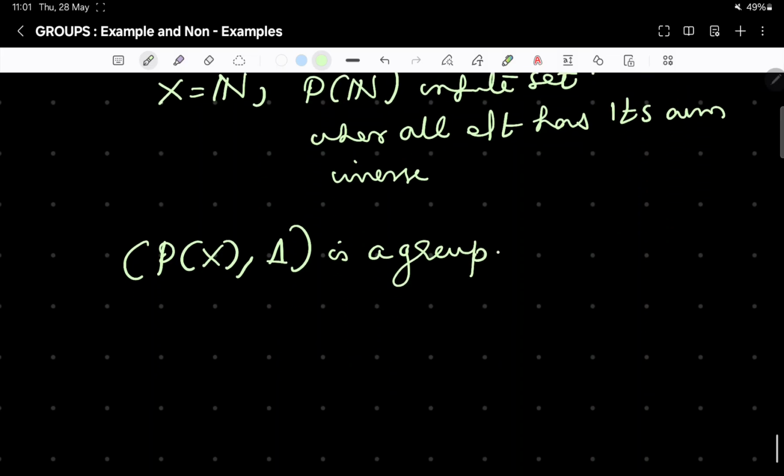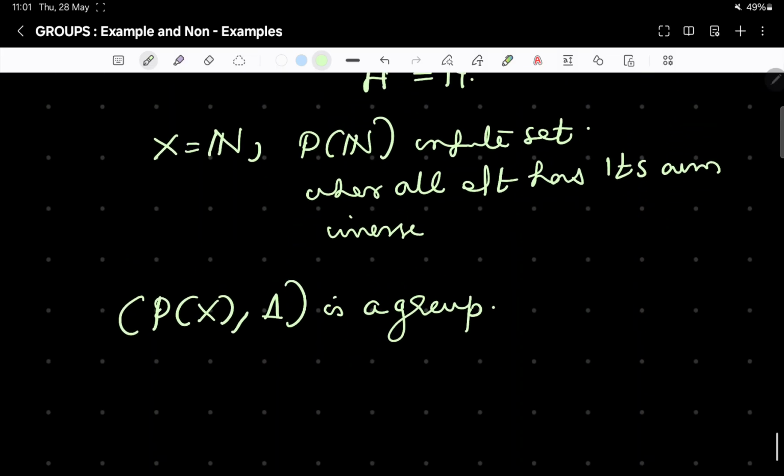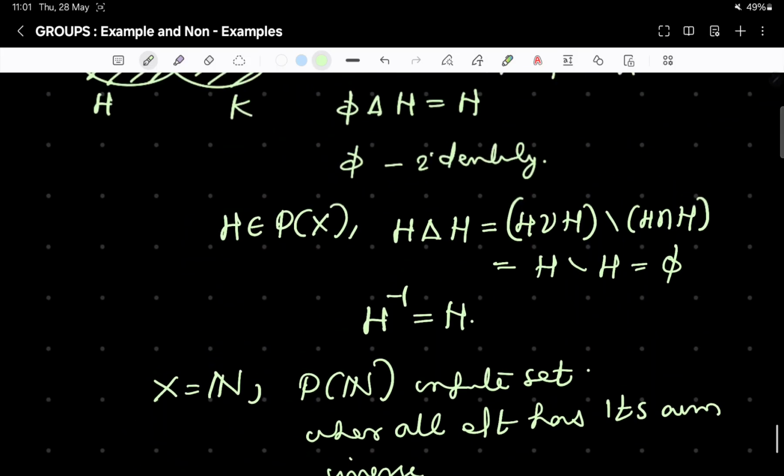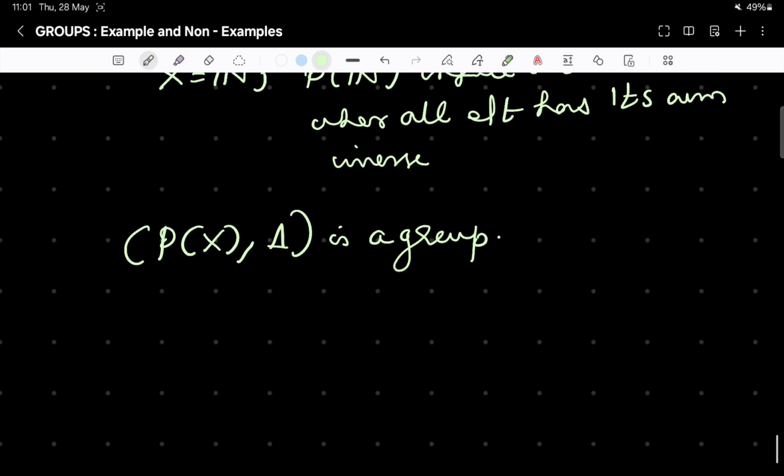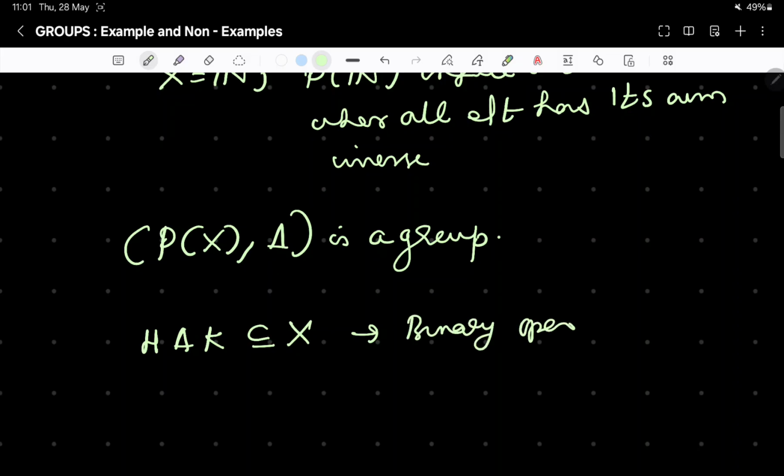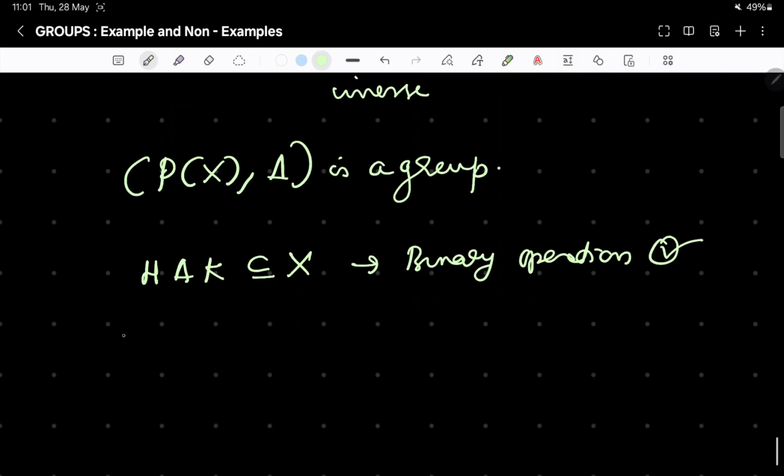It's a group. So what I have, it's very clear why it is a binary operation, because whatever you do, this is again going to be a subset of X. So binary operation works. How do you prove associativity?